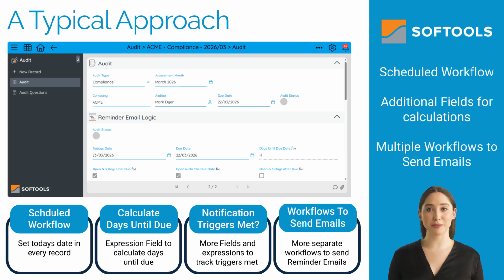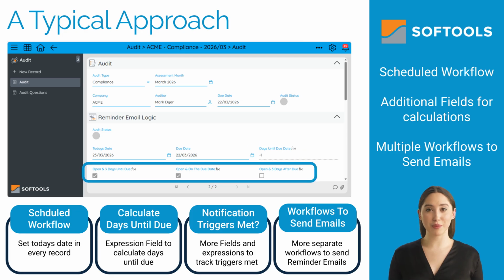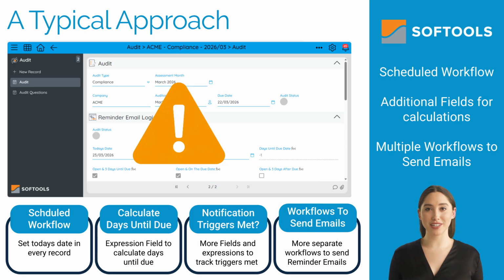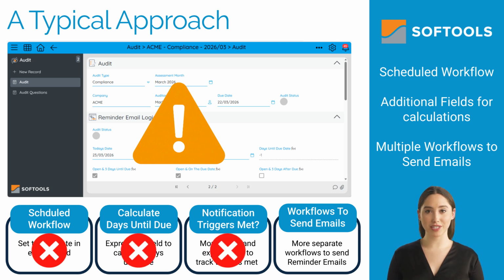A common way people approach this is by creating multiple fields and workflows. For example, a scheduled workflow might run every day and update a current date field on every record. Then a formula field calculates how many days remain until the due date. More fields determine the reminder status, and Workflows sends an email when a status changes. While that method works, it also creates unnecessary record updates and adds complexity to the app. Every record gets updated daily. Additional fields are needed just for automation logic, and the workflow becomes harder to maintain over time.